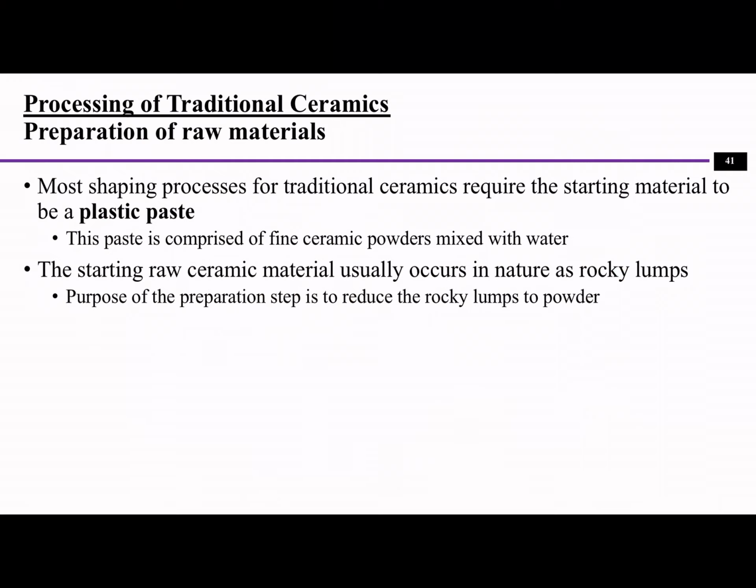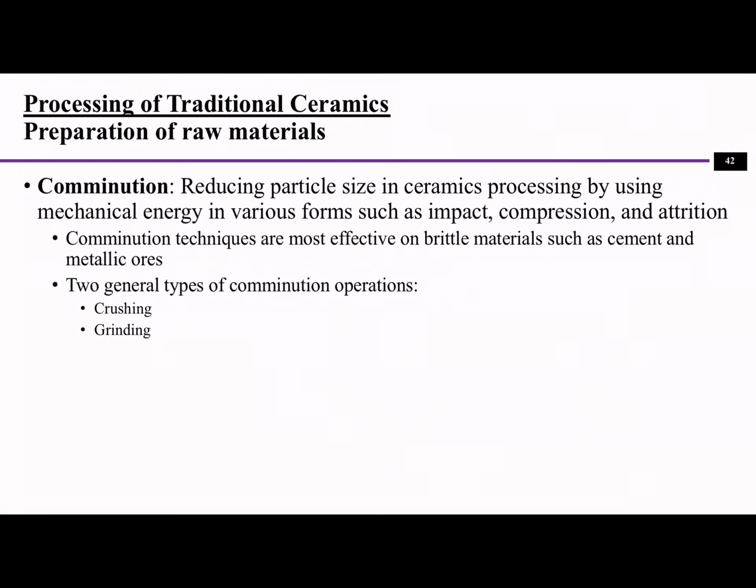For preparation of raw materials, most of the shaping processes for traditional ceramics require the starting material to be a plastic paste. Plastic paste means ceramic powders mixed with water, right? Those ceramic raw materials are very commonly seen in nature, like rocky lumps. These are very typical, and then we can grind them or reduce their size to the one we need.